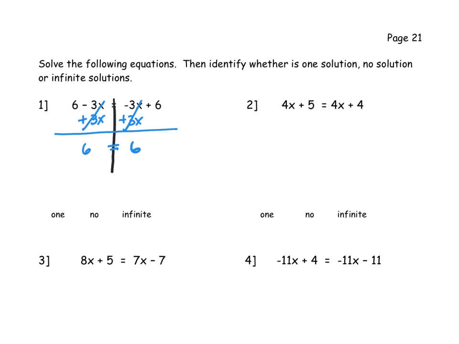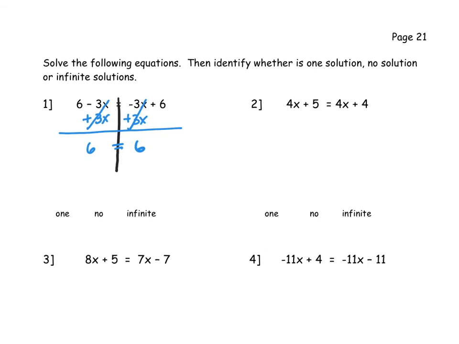Well, this is a true statement. My variable disappeared. I no longer have x equals something. And this is an indication when the numbers are the same that it's an infinite solution. So we're going to go ahead and circle infinite. That means any number I could replace where the x is, and both sides would be exactly the same number.